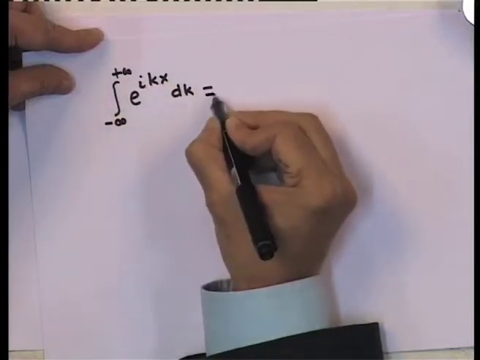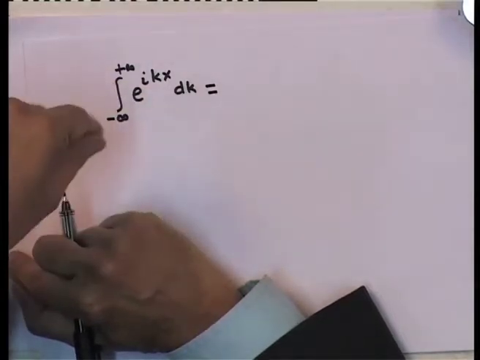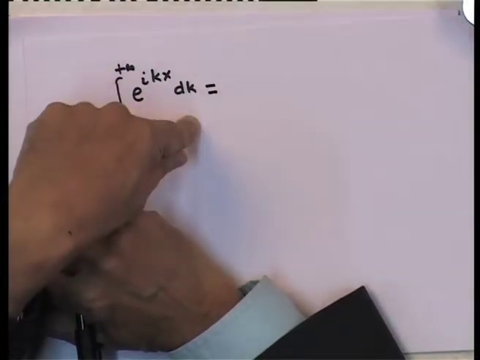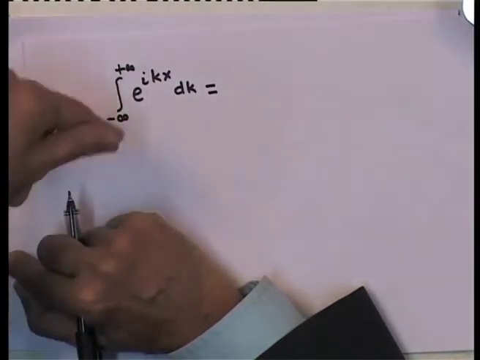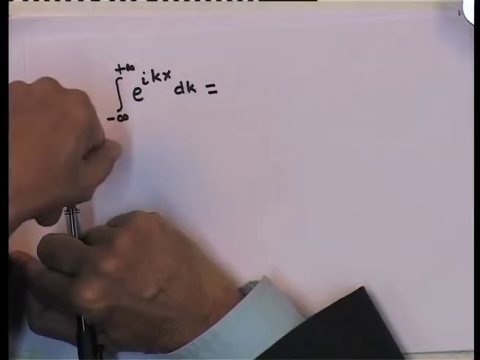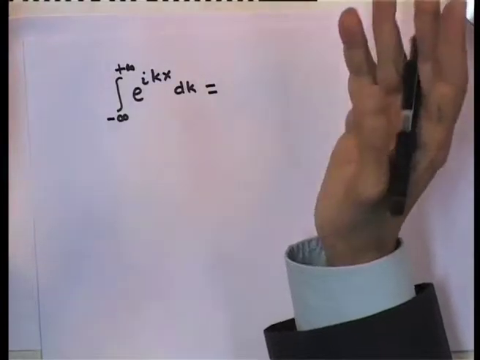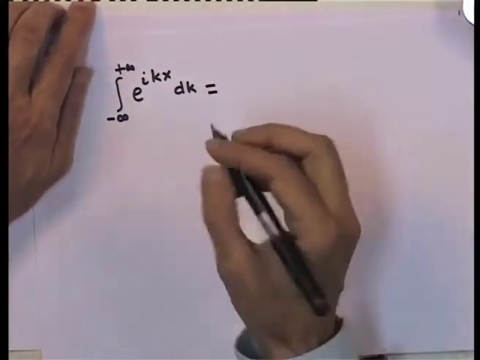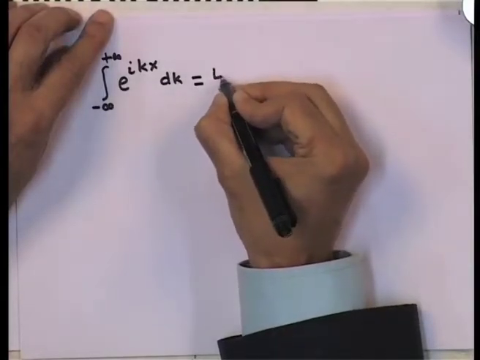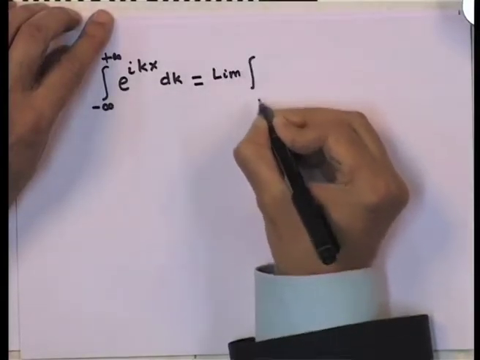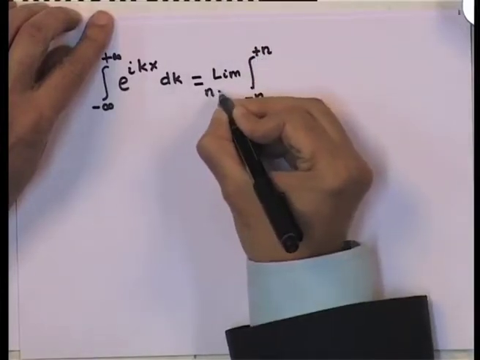Now, you will not be able to directly evaluate it. The reason is e to the power i k x integrated over k gives you e to the power i k x divided by i x, and if you evaluate it at x equal to plus or minus infinity, I mean you do not know how to find the values. But let us look at it this way. Instead of integrating it from minus infinity to plus infinity, let us integrate it from minus n to plus n and make this n as large as possible.